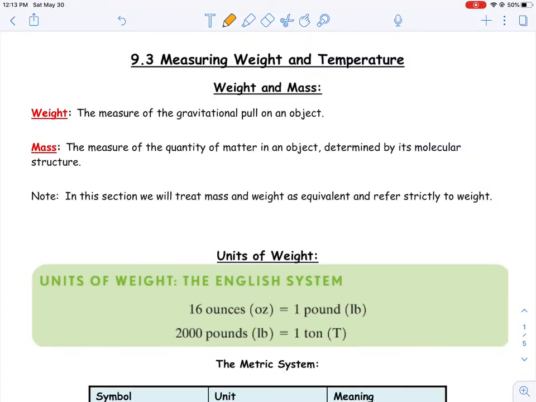All right, here's our third section from chapter 9, 9.3. In this section, we're going to talk about weight and converting weight, and we're going to talk about temperature.